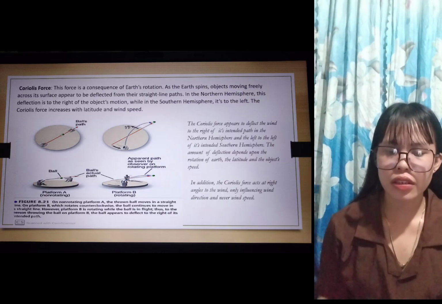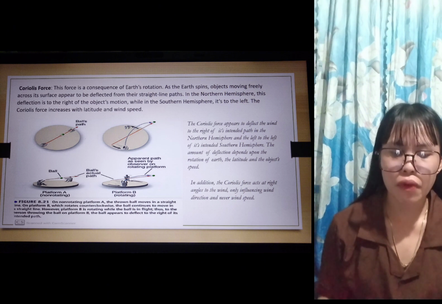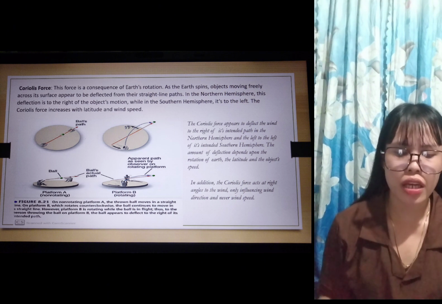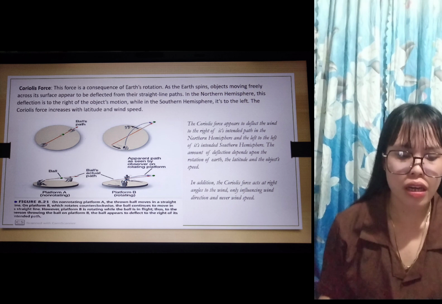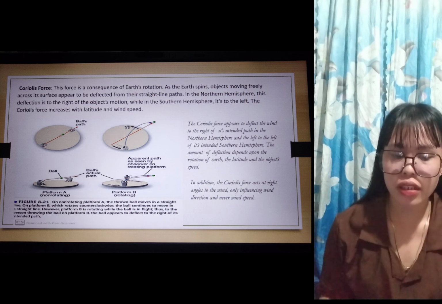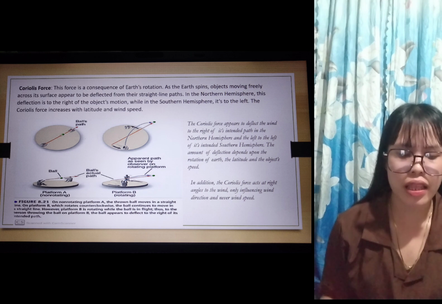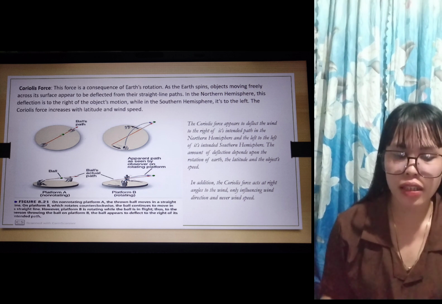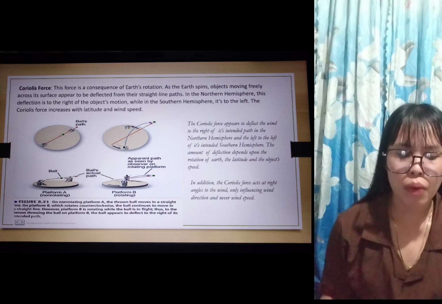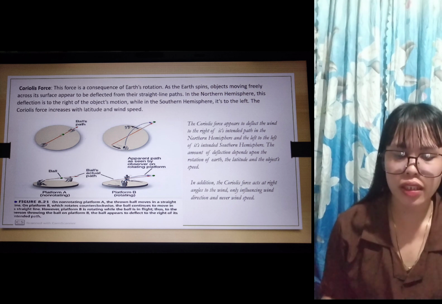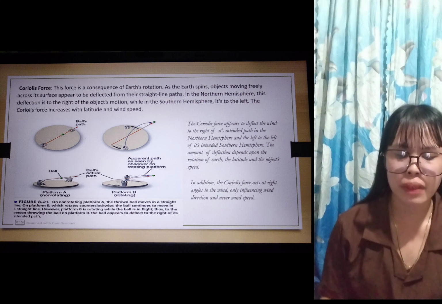So the next is Coriolis force. This force is a consequence of Earth's rotation. As the Earth spins, objects moving freely across its surface appear to be deflected from their straight line paths. In the northern hemisphere, this deflection is to the right of the object's motion, while in the southern hemisphere, it's to the left. The Coriolis force increases with latitude and wind speed.